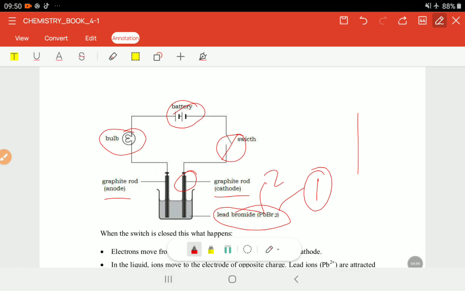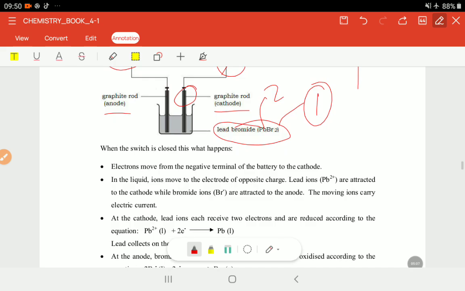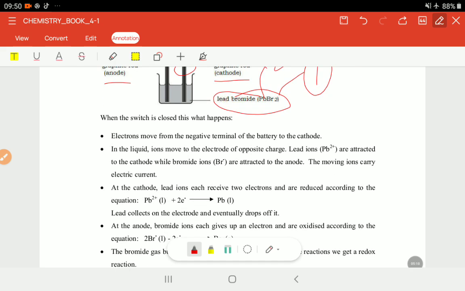So now that we have this set up as we have seen, what really happens then? Let's say the switch has been closed, right? So if the switch has been closed, as we saw, the current is going from the positive terminal of the battery to the negative terminal of the battery, okay? Negative terminal of the battery.